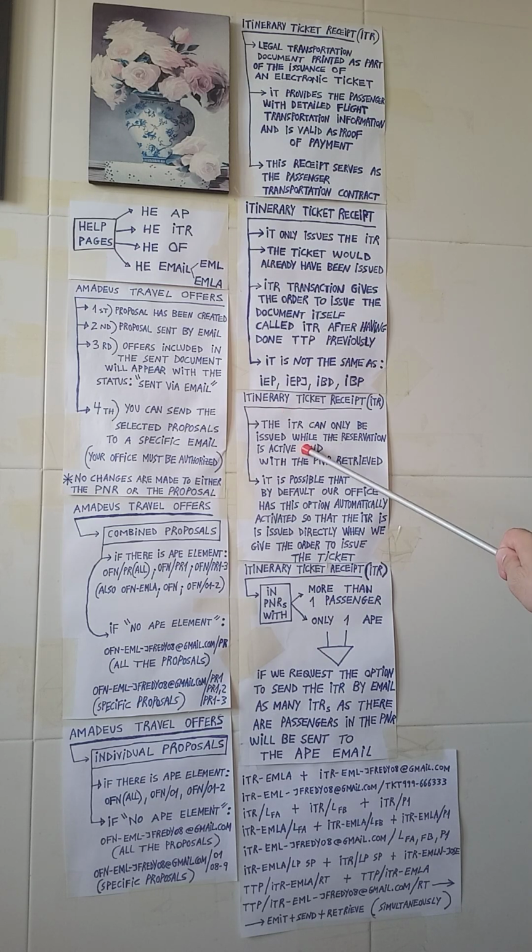I am moving to this page. The ITR can only be issued when the reservation is active and when the PNR is retrieved. It's possible that by default, our office has this option automatically activated so that the ITR is issued directly when we give the ticket issuance order. Let's move to this page.